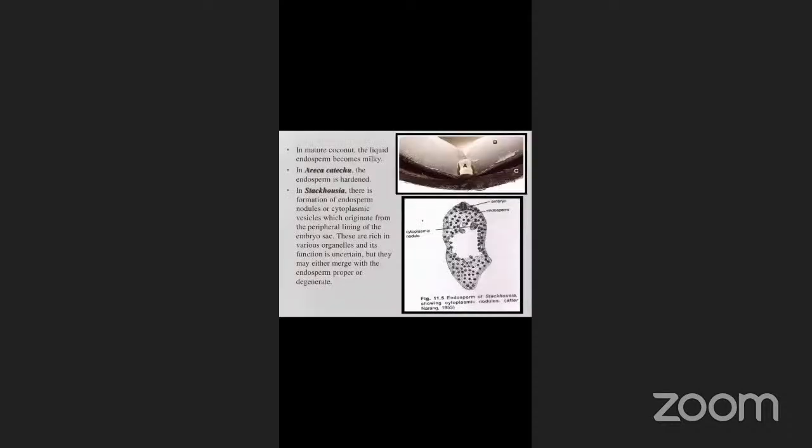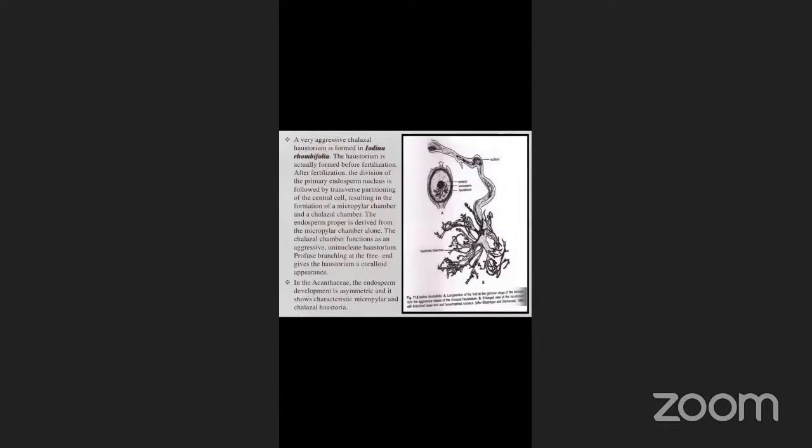Next, here, endosperms. All types of endosperms form on the wall of the cell of the endosperm. What is the main function of the endosperm?